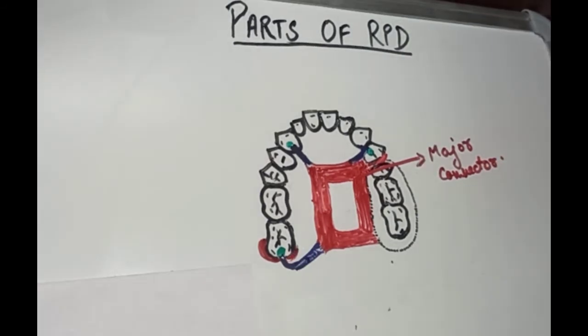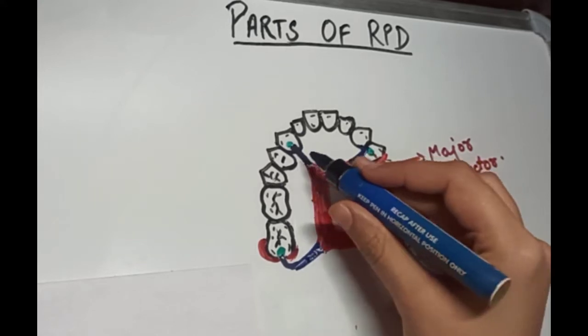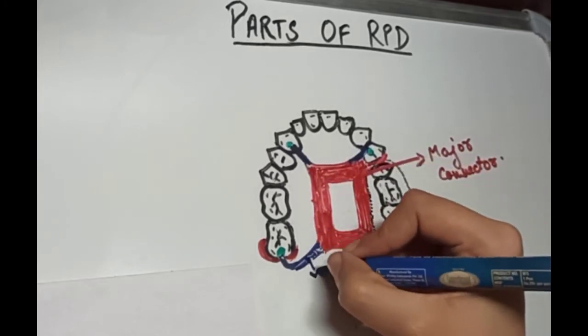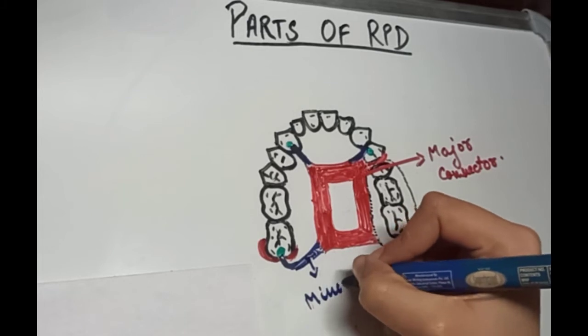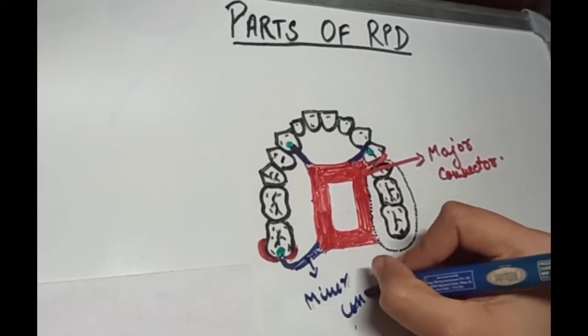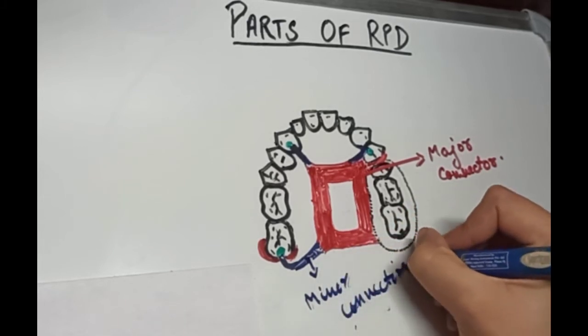So now let's see the minor connectors. So these parts in blue over here are the minor connectors.